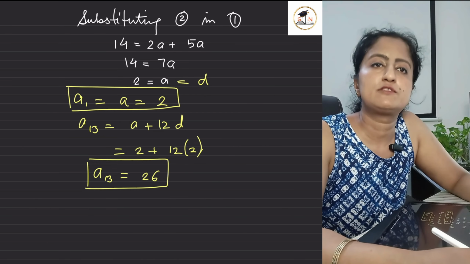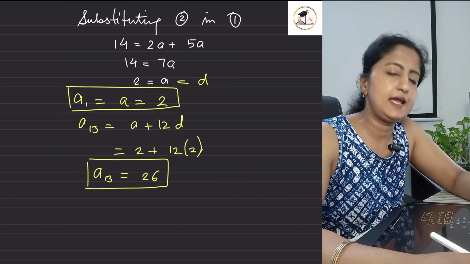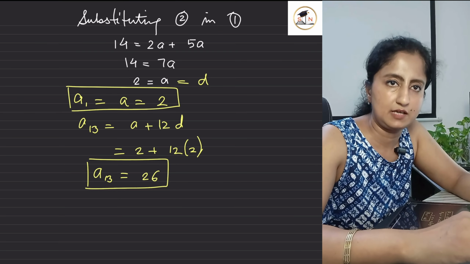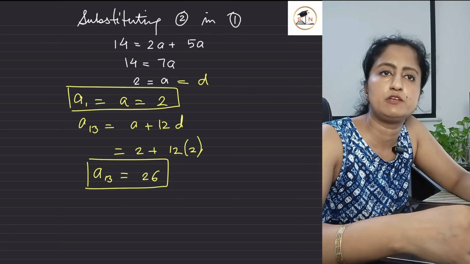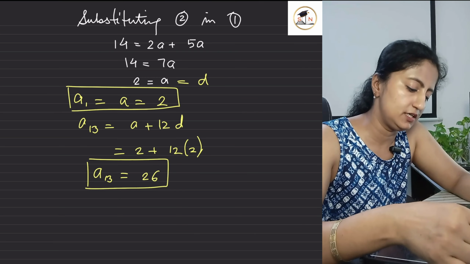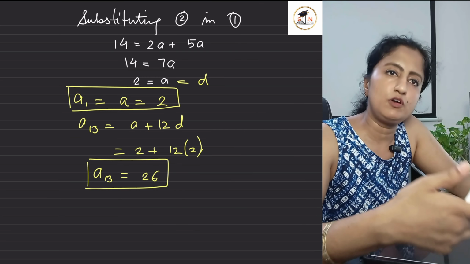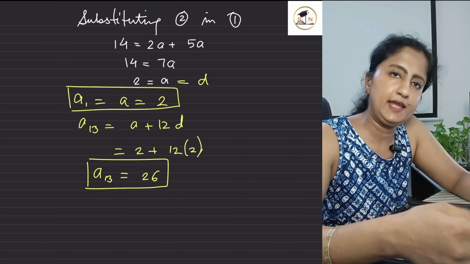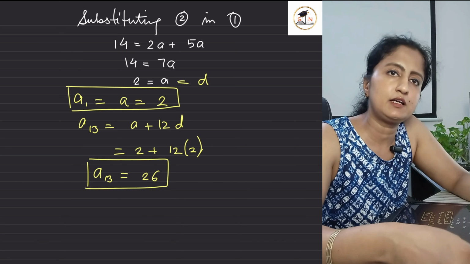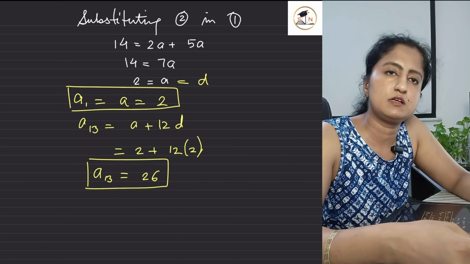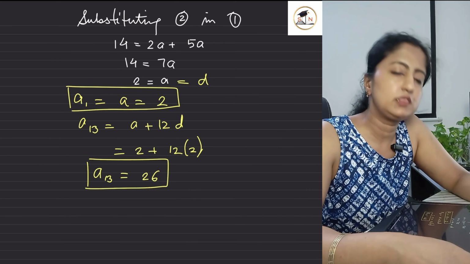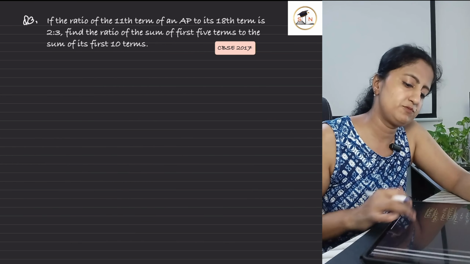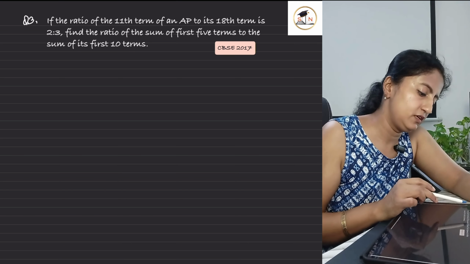This is how we have solved the question wherein they had given some relation for sum and one relation between the ratios of the general terms. Now, we just solved it and found the value of A and D initially. Using that, we found the final answer, which was the first term and the 13th term. Now, let's move on to the next question.